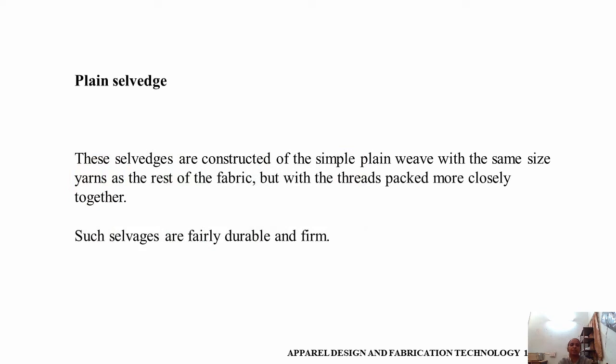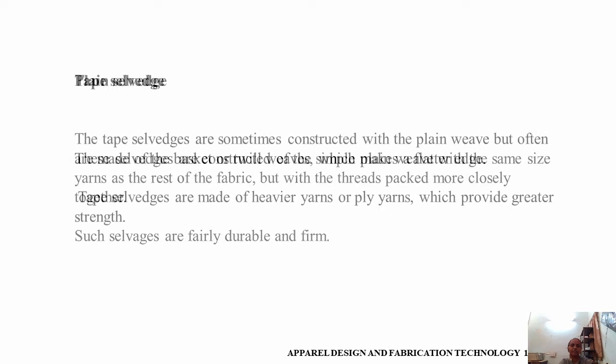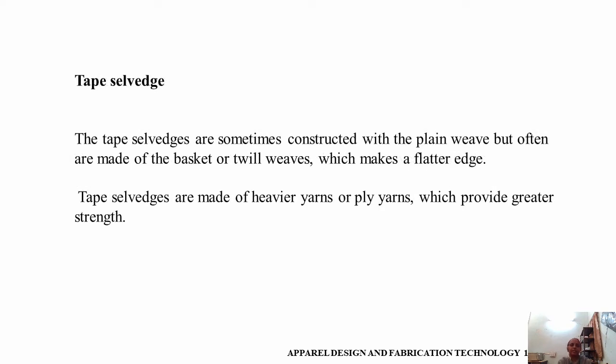Plain selvage. These selvages are constructed of the simple plain weave with the same size yarns as the rest of the fabric, but with the threads packed more closely together. Such selvages are fairly durable and firm. So as the name indicates, it is constructed by simple weave with the same size yarn, and the threads are packed more closely together, that is, weighted closely.